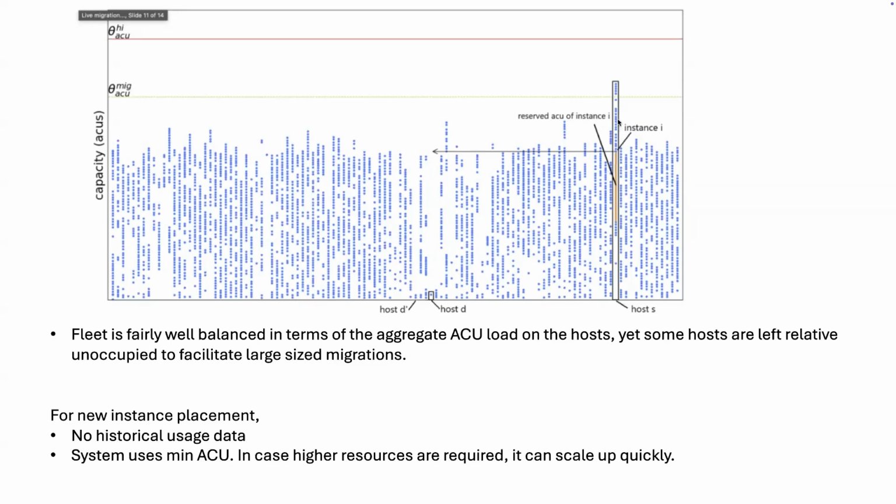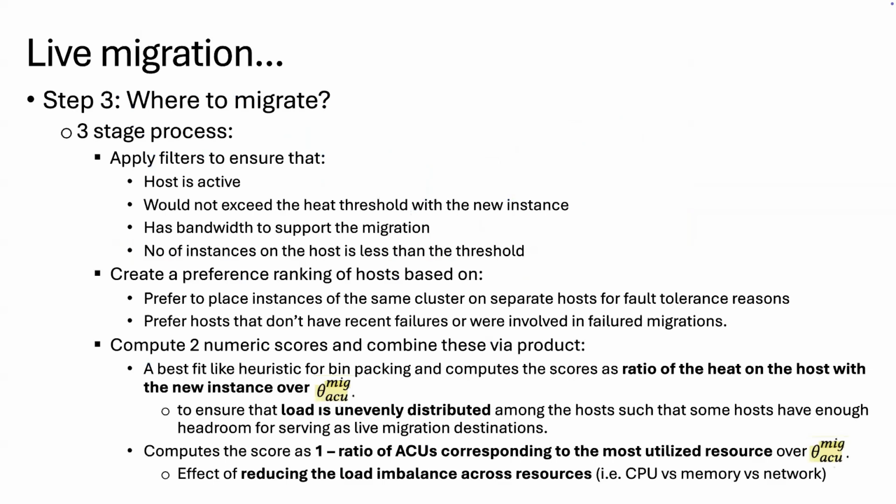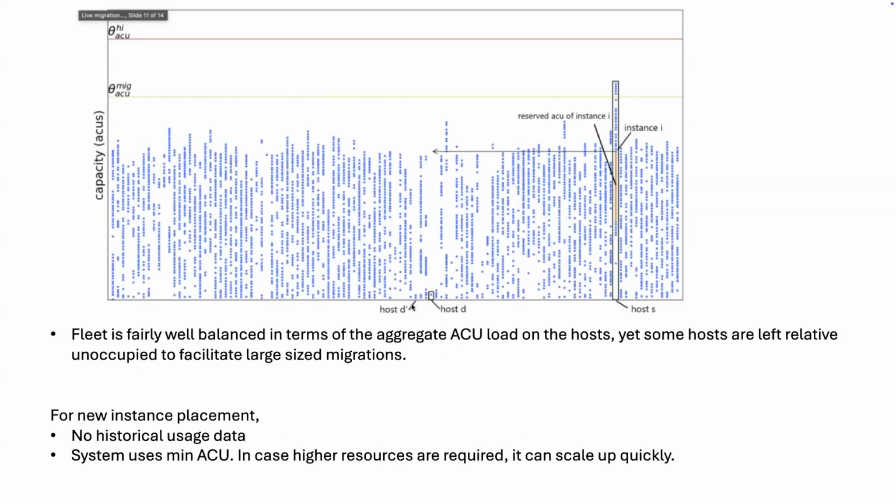We have already figured out this is the host on which we need to do the migration. The second part we needed to figure out is which instance to migrate. For example, this orange instance is the one we have figured out needs to be migrated. Now for the target host, there are two options available: either host D or host D dash. Here we have chosen host D. This is to make sure the load is unevenly distributed, even though D dash has much more bandwidth available, but we are migrating here.